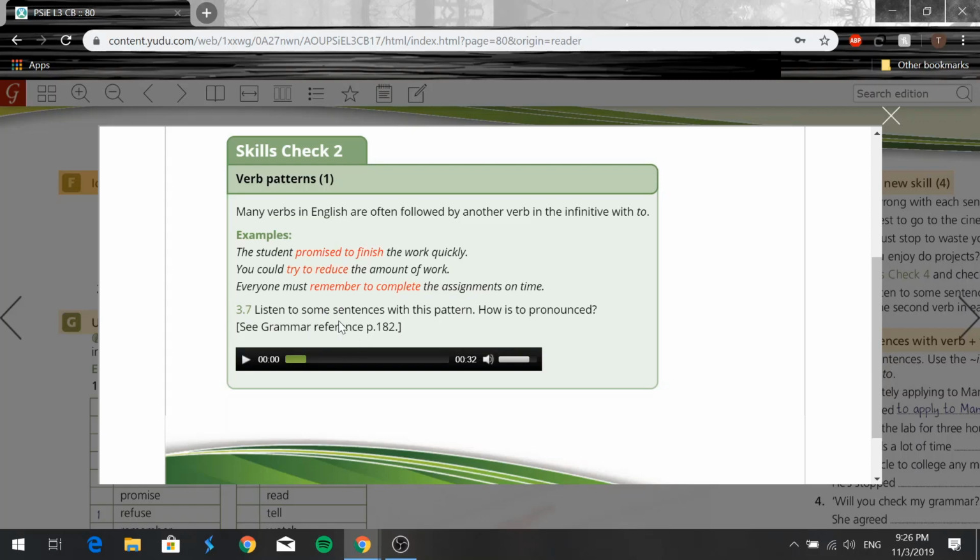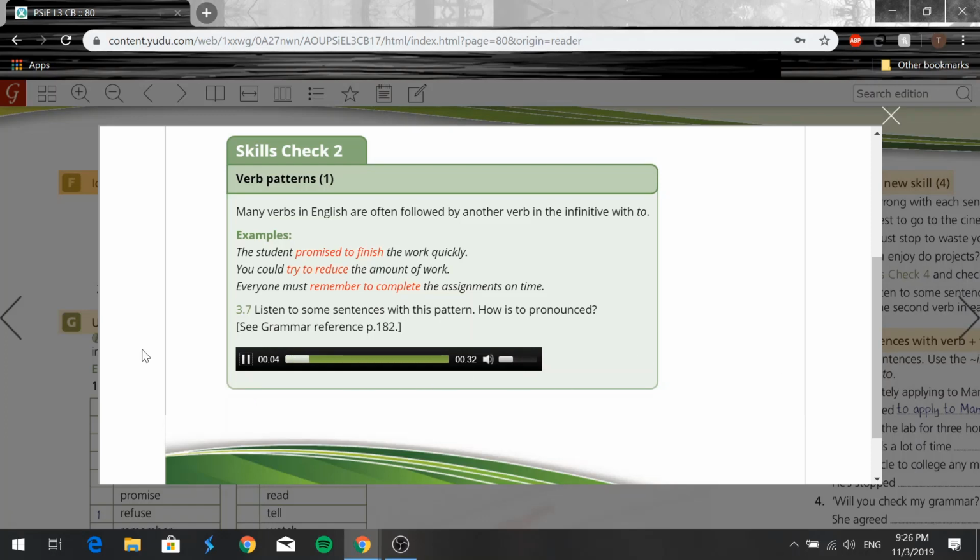Now here we have, listen to some sentences with this pattern, so this specific verb plus to and another verb pattern. How is it pronounced? So you guys are going to be hearing some sentences, or rather examples, and here we go. Track 3.7.